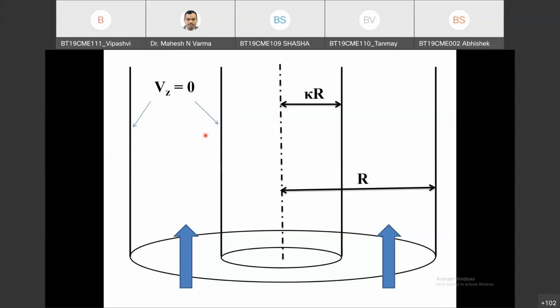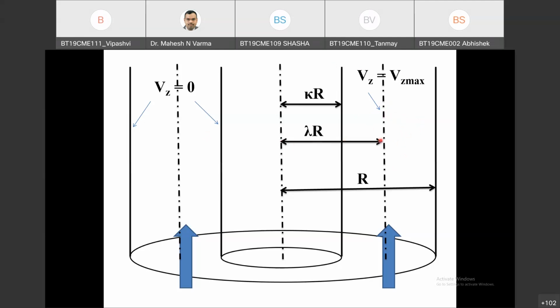So the maximum velocity will not be at the center. It will be off center, and wherever there is maximum velocity, the shear stress will be 0, and from there the shear stress or momentum flux will be in the direction of decreasing velocity. So this will be the maximum velocity front. It will be away from the center, towards the inner wall or outer wall. That we will see.